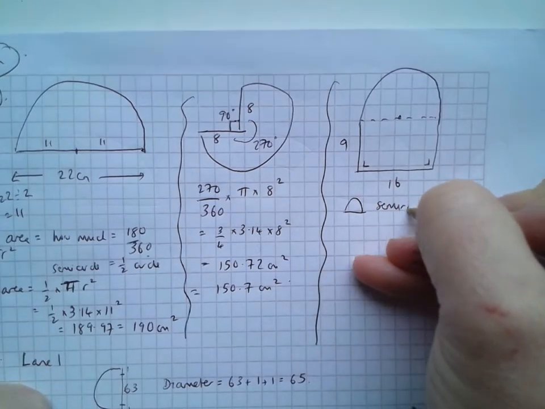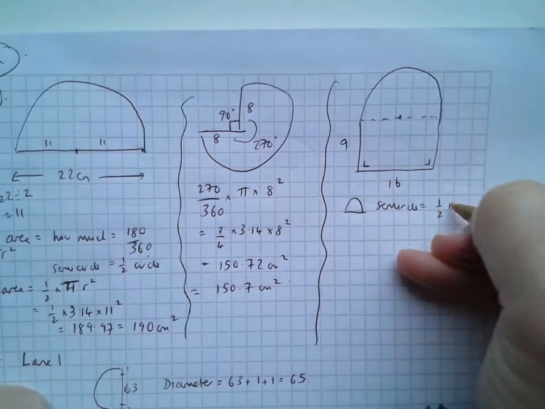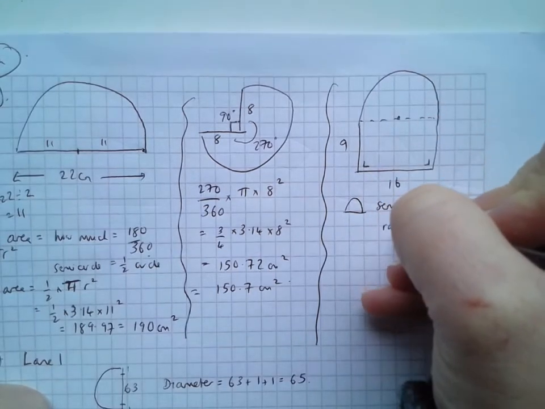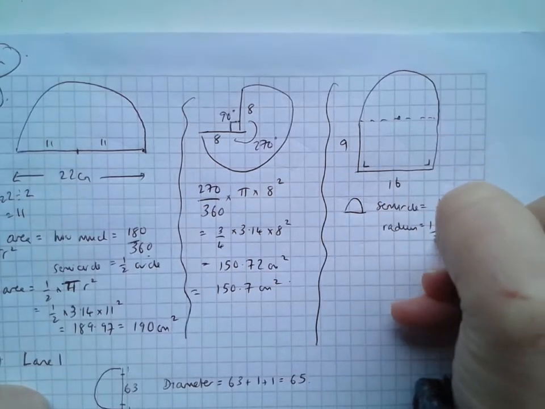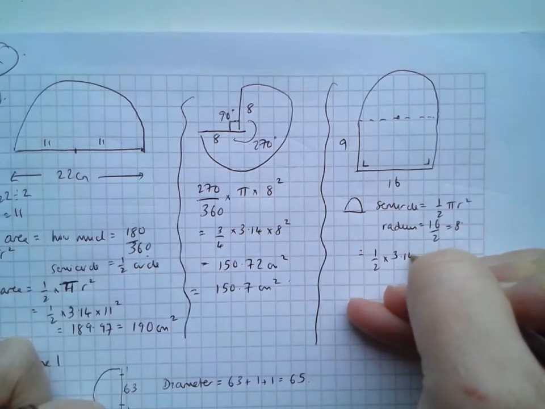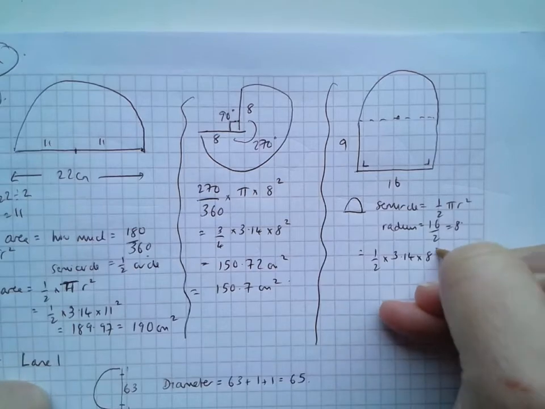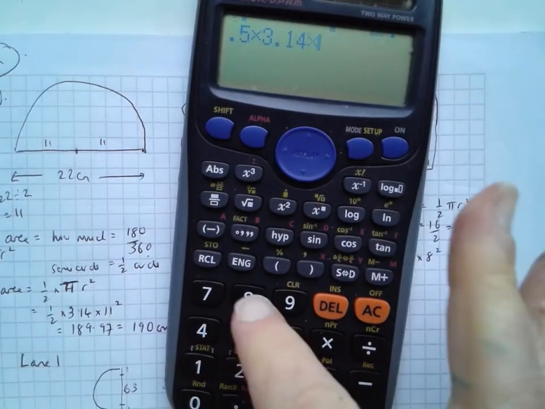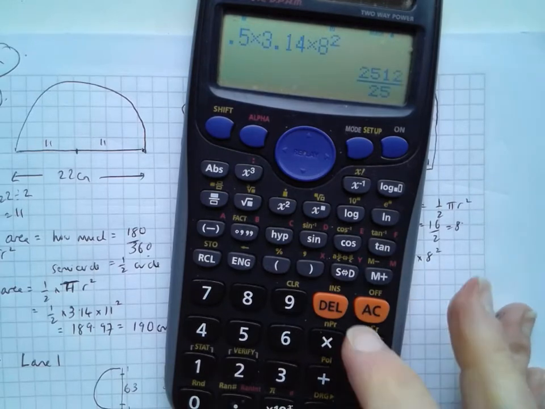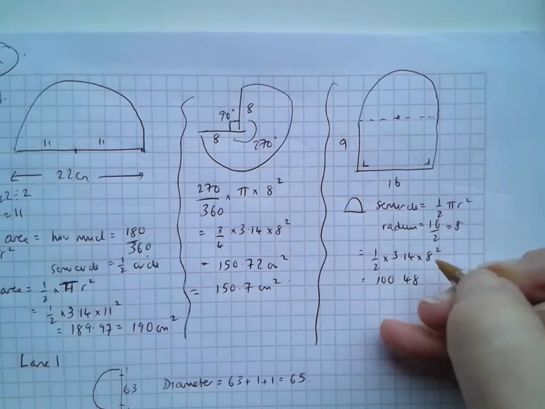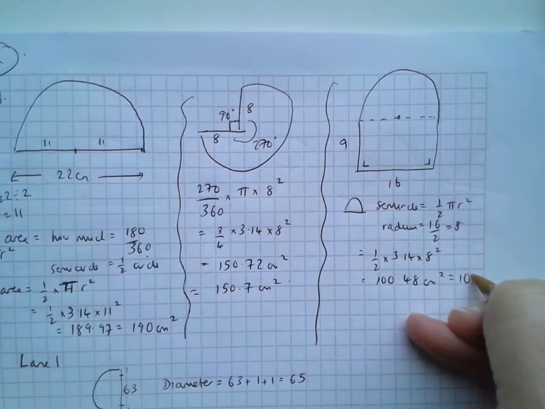So 1/2 pi r squared. This is 16, so the radius is 16 over 2, which is 8. So 1/2 by 3.14 by 8 squared, which is 0.5 by 3.14 by 8 squared, equals 100.48 centimeters squared. So 100.5 centimeters squared.